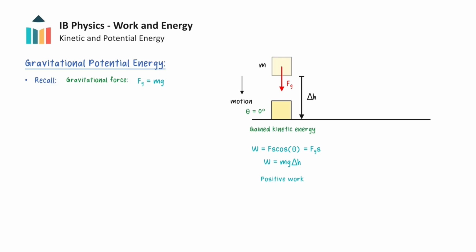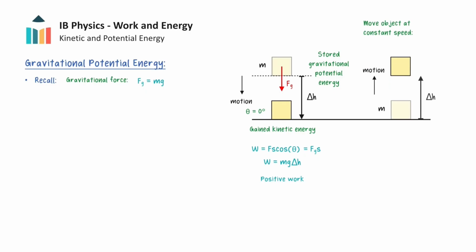This energy must have come from somewhere, and it is from gravitational potential energy that was stored in the object when it was raised to its position. If we consider the act of raising the object a vertical height delta h at a constant speed, an upwards force equal to the gravitational force will have been applied. This tells us that the work done in lifting the box is mg delta h.